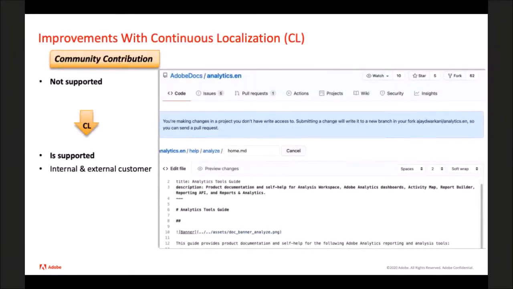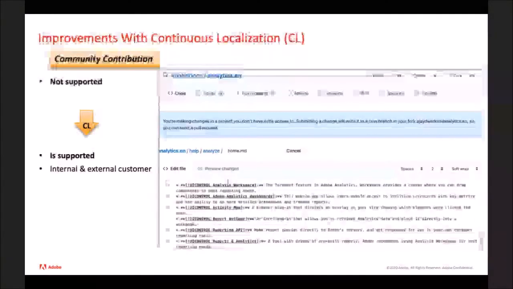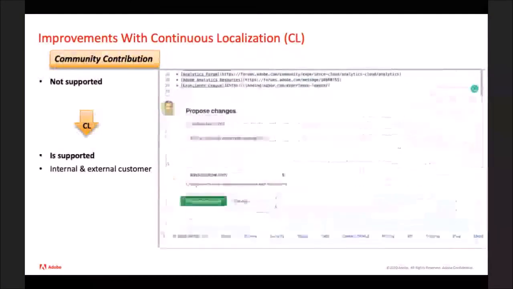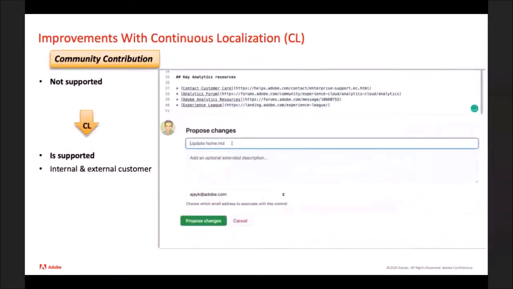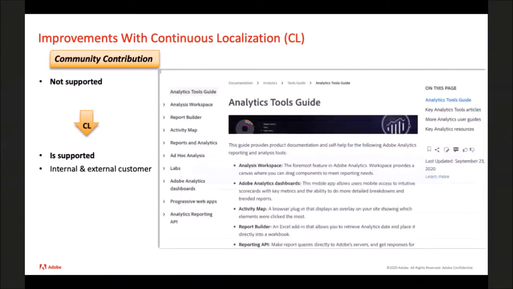Once they provide the feedback, commit the changes and raise the PR, that PR goes to our internal reviewers, and our internal reviewers can review the changes and approve it if they are satisfied with it. If not, they can always communicate with the user who has submitted the feedback for more data if they need to.